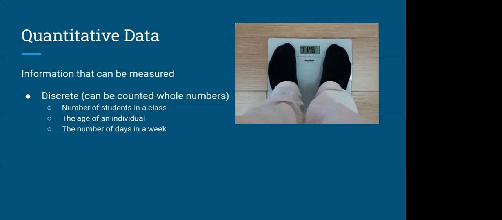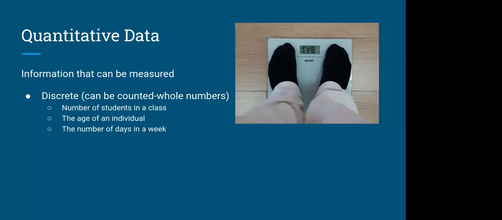So those are things like the number of students in the class, a person's age, or the number of days in the week. Okay, there are 15 people for us, there are 6 people in the class. You know what I mean? Okay, so that's discrete data.